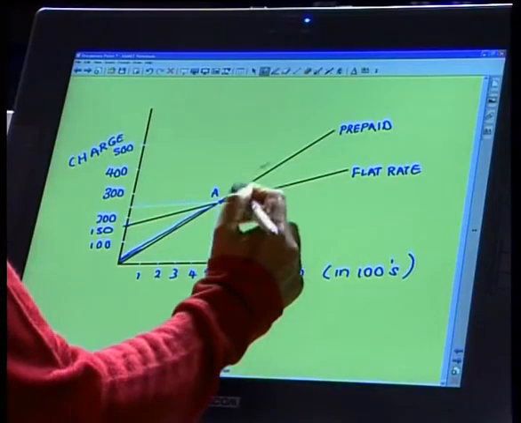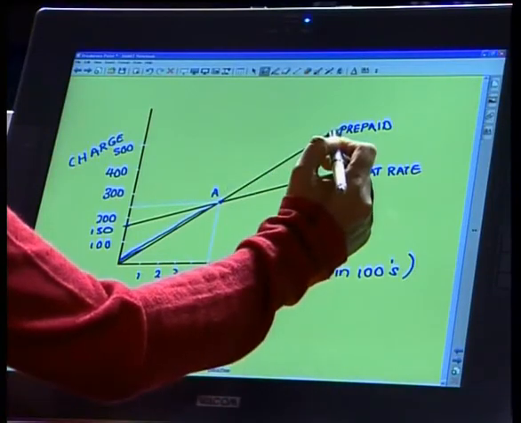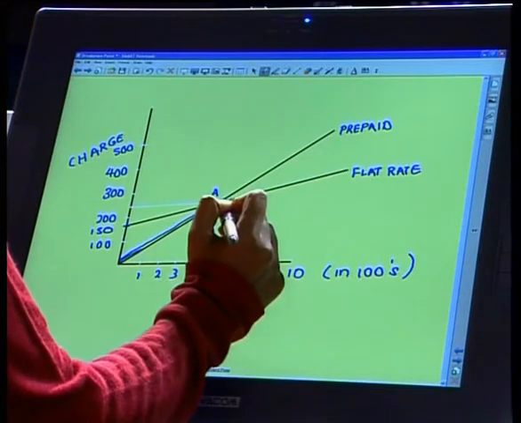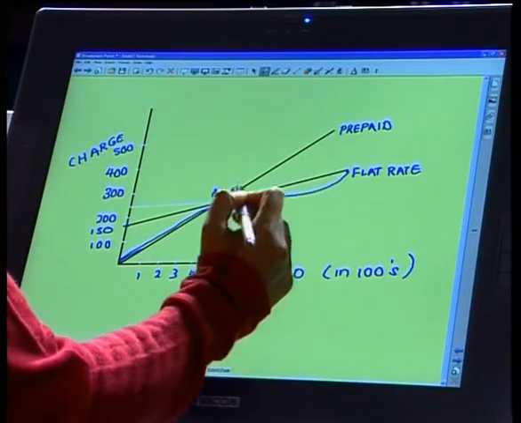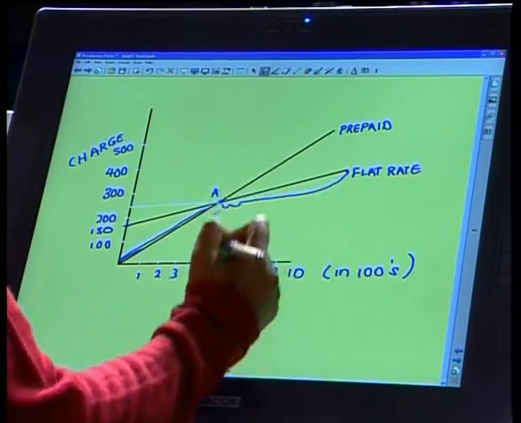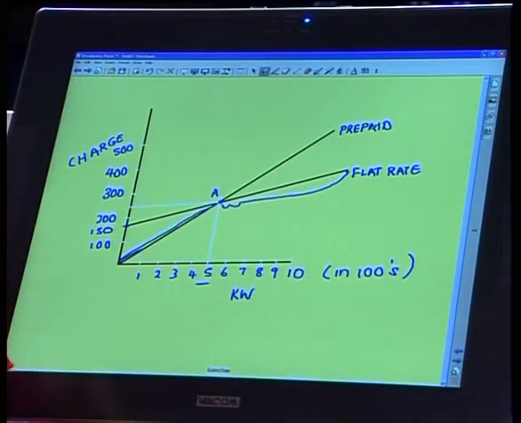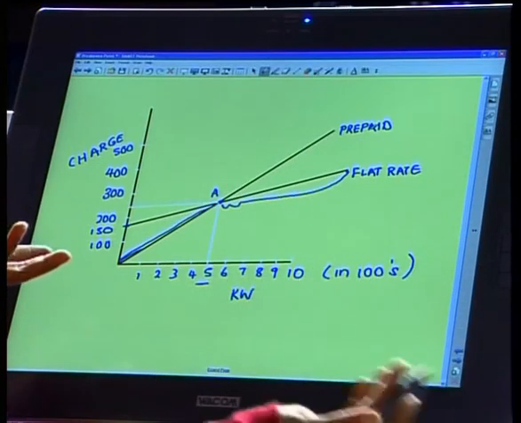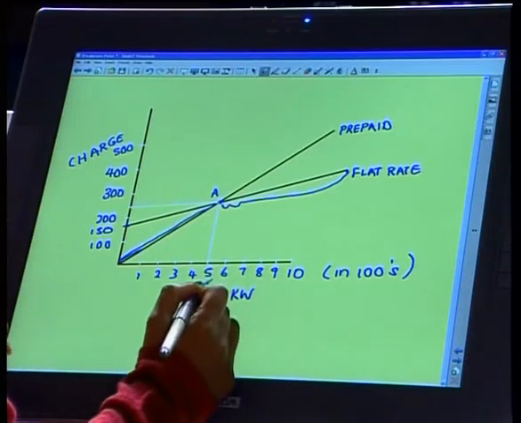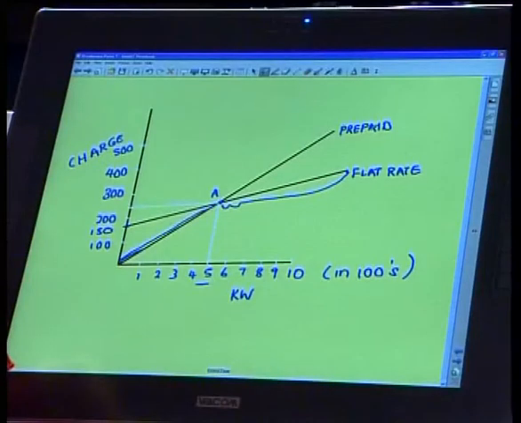However, if he started using more and more electricity than those 500 kilowatts, then from the graph you can see that it makes sense for him to now move on to the flat rate system, because the flat rate system is much, much cheaper beyond the point A than the prepaid system. So it really depends on how much electricity he's going to use. But since he has a small flat, we will assume that he's not using that much electricity. So to answer this question, it would be best for him to use the prepaid system.